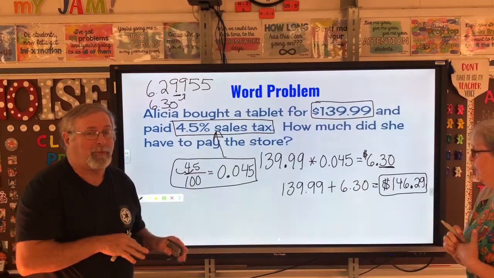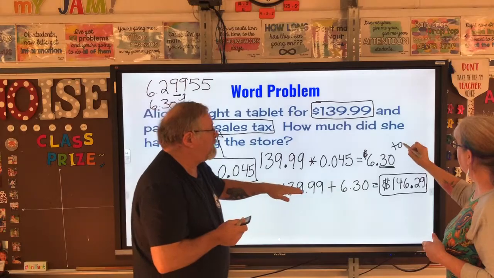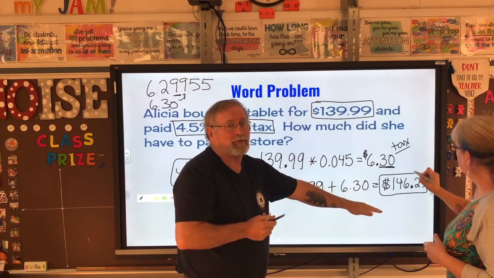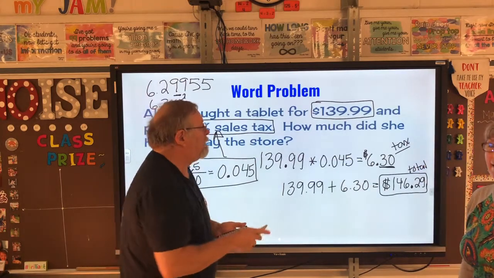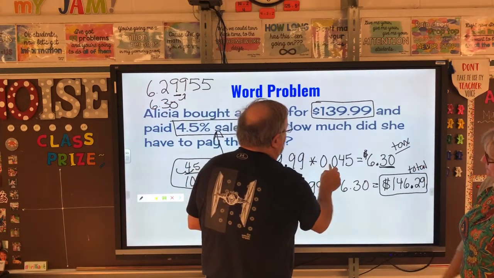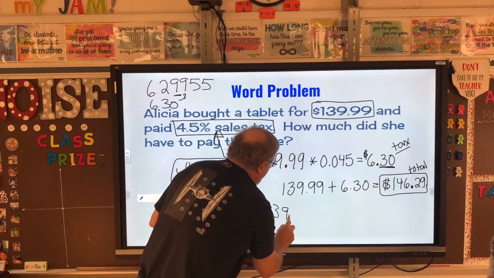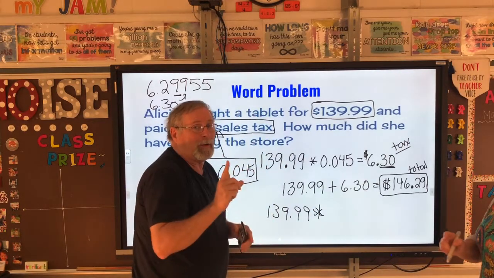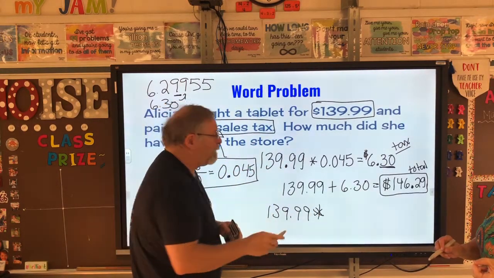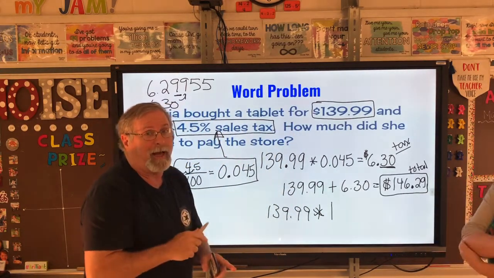This is a two-step process, right? She figured out how much money, and then she figured out the tax was, and then she figured out how much her total was. You could do that actually in one step. Yes. Because instead of multiplying by 0.045, you could have taken 139.99 and multiplied it by, we want to include the 139.99, right? So that's, if I times it by 1, I would get 139.99.